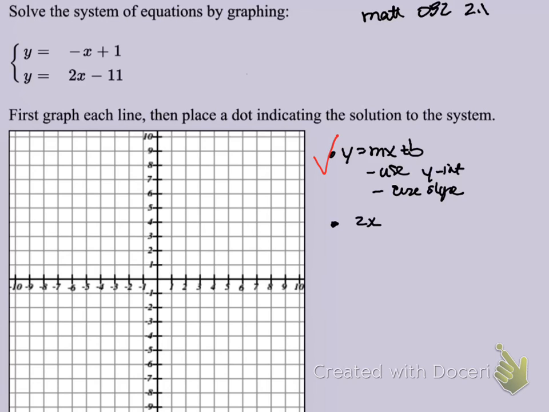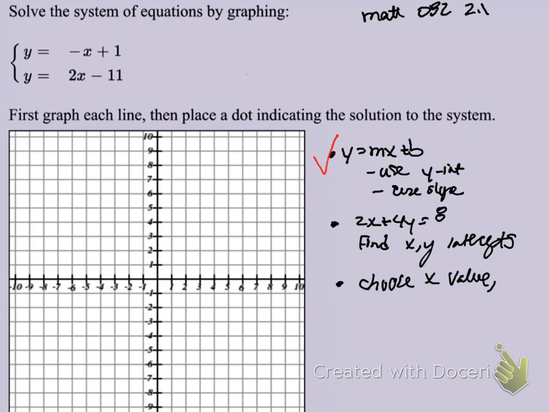Just for the sake of thoroughness, remember the other two methods that you can use. If you have something that looks like 2x plus 4y equals 8 or something like that, you can find the x and y intercepts and you can graph it that way. And then the other thing that you can do, again, depending on how the equation is being given to you, is that you can choose any x value you want, and then solve for y. And remember, you only need 2 points to form a line.